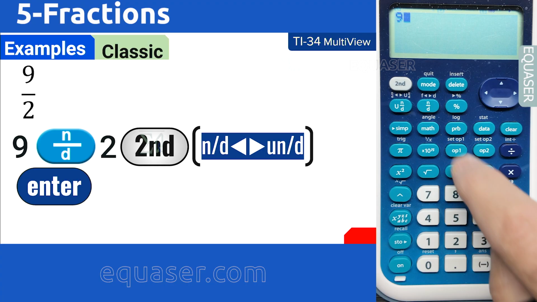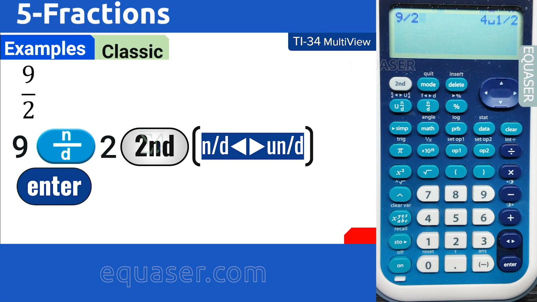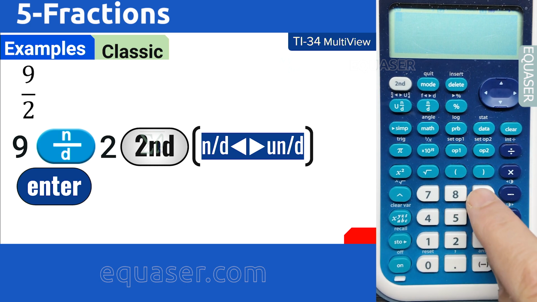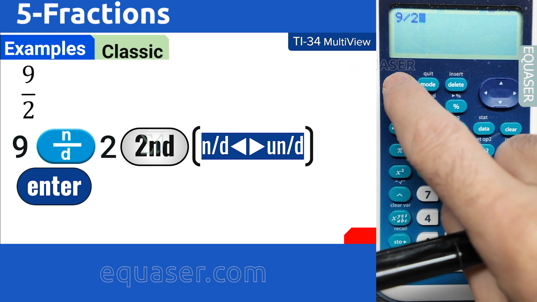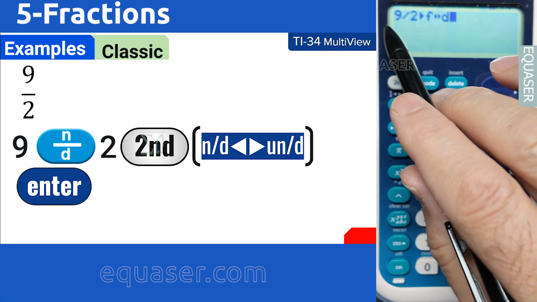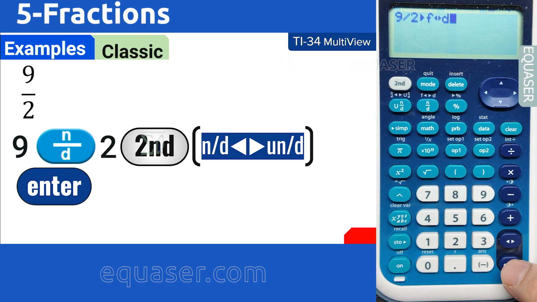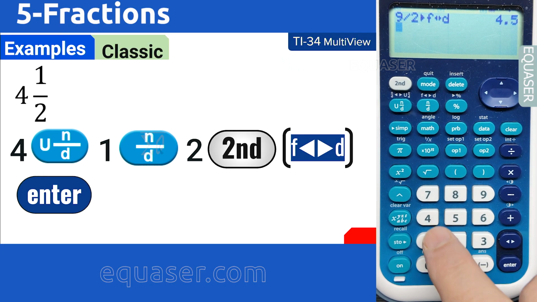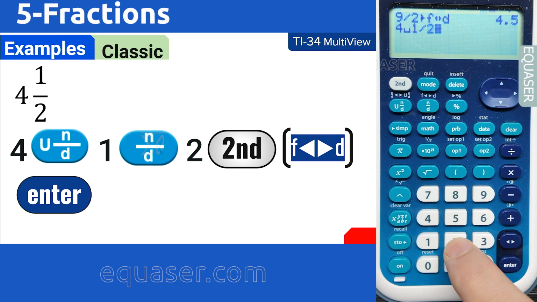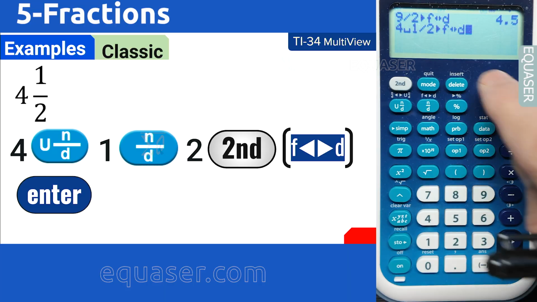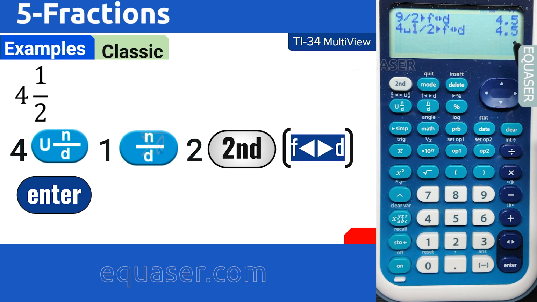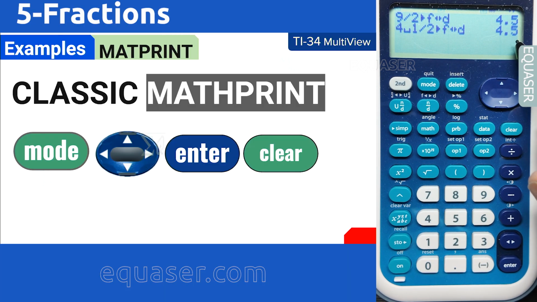And if we do 9 over 2, enter. Now if we do 9 over 2, second function f and d, this means divided and converted to fraction or decimal based on the availability. It converted it to decimal. For this button, and then 1 over 2, second function f and d, enter. It has been simplified like that as well.